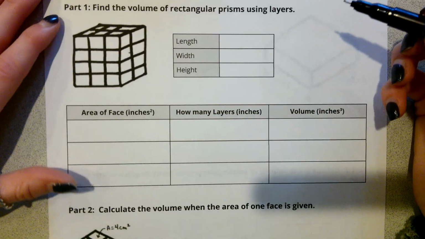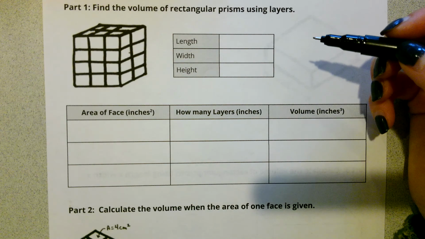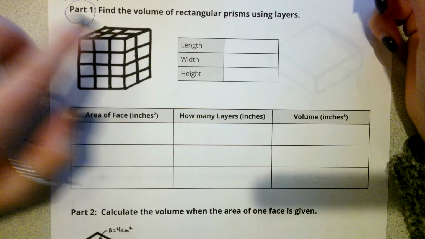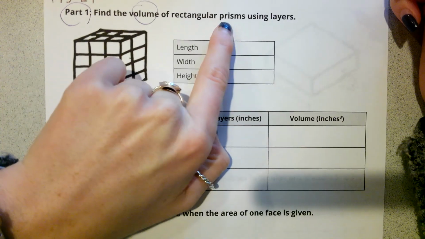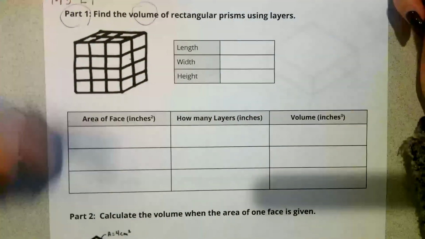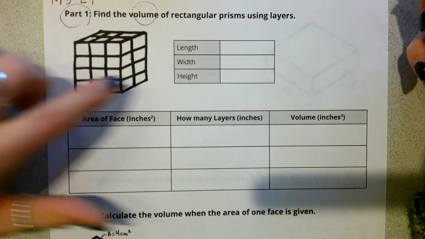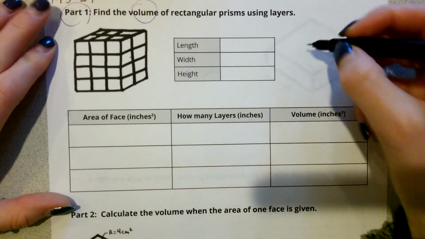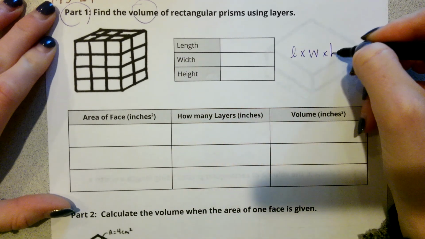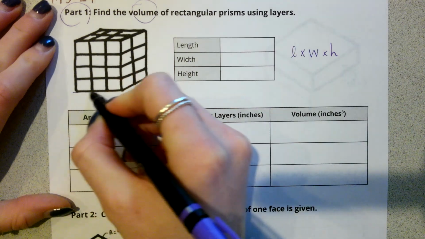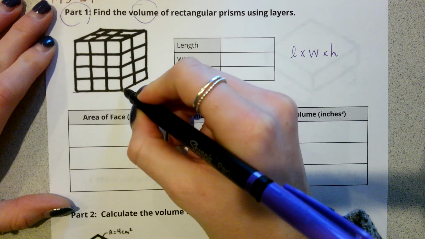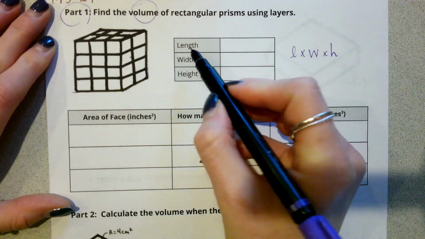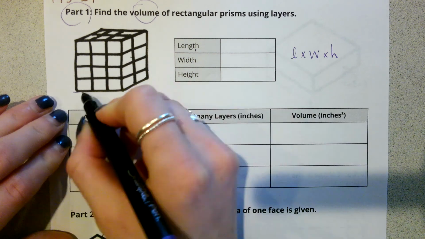So for the first example that we're going to go through together before you go to your problem sets, in part 1, we're going to find the volume of rectangular prisms using layers. And so you did this on Friday. And when we see dimensions of rectangular figures, they're always going to be length times width times height. So the length is how long something is, the width is how wide something is, and the height is how tall something is.